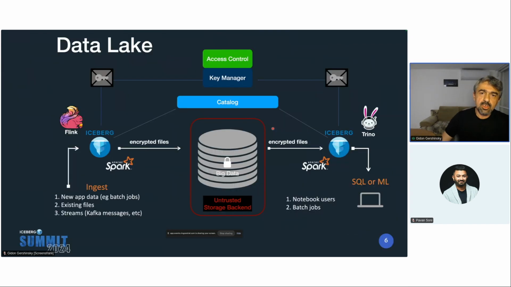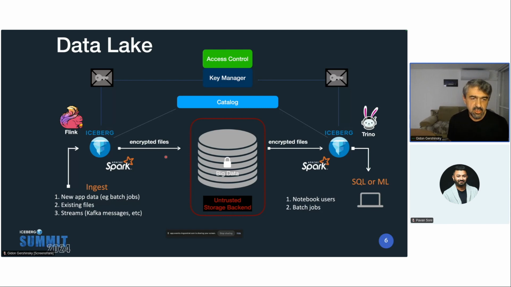Okay, so we talk about the data lake scenario. Obviously, we have this huge data storage in the middle, which keeps the big data, and we don't trust this storage backend. Data might be leaked from it. The data might be modified maliciously. That's why we encrypt the data before sending it to this storage backend.